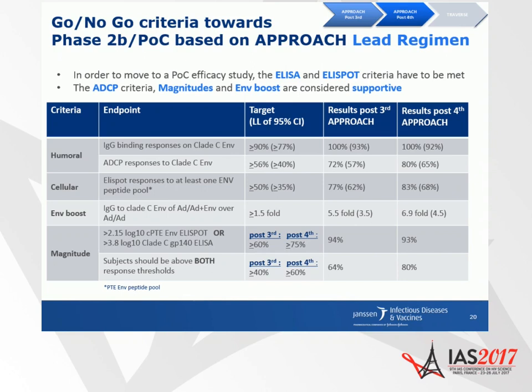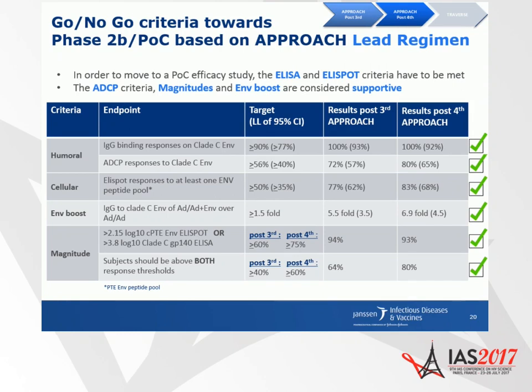And we had 93% of individuals that met the preset magnitude criteria, one or the other, and we even had 80% of individuals that met both magnitude criteria that we had preset. So we are very happy that we could tick all the boxes, and that at least based on this data, we have reason to be optimistic to proceed to a proof of concept study.